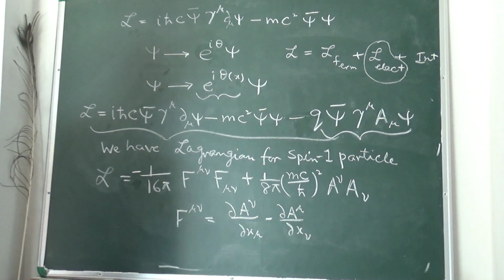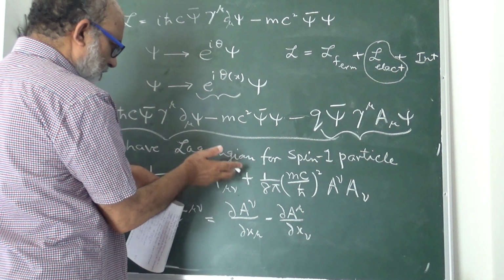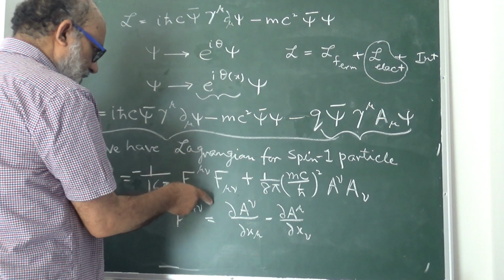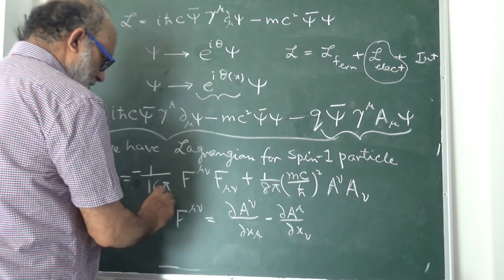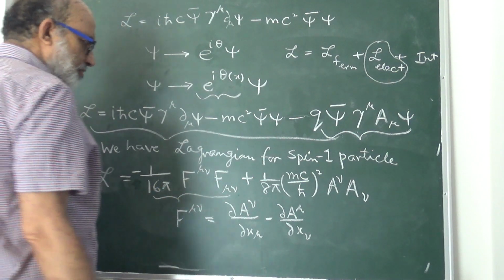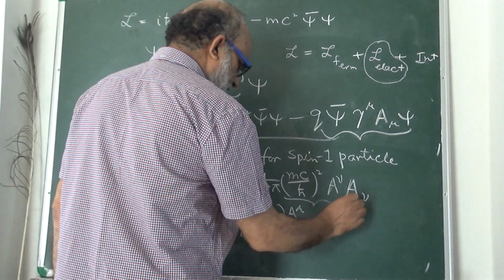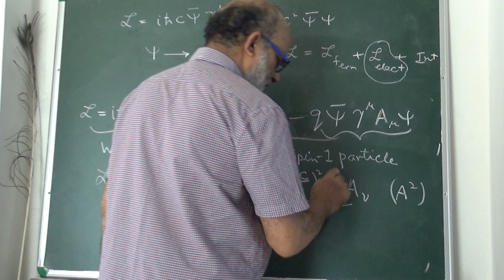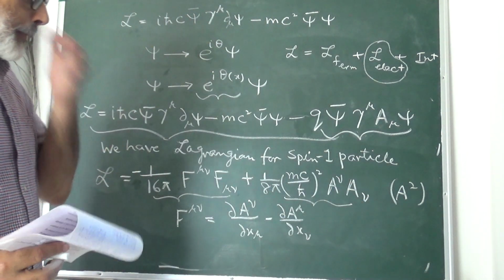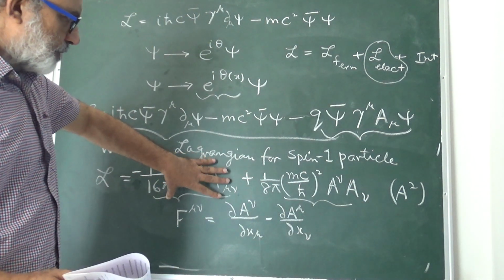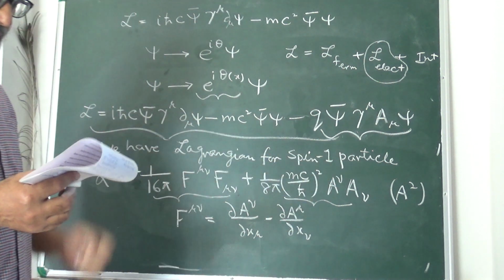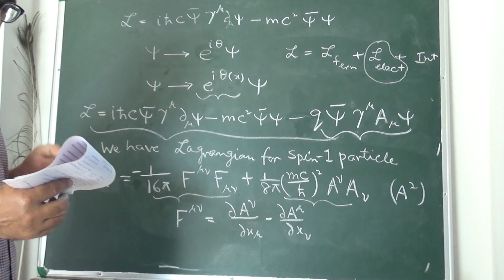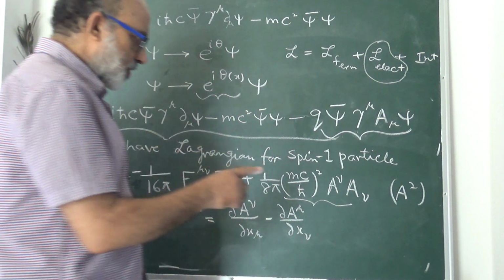So this part gives you the kinetic energy part, because it gives you the variation of the electromagnetic field with space and time, and this is the potential energy part. This is the square of the field, A square. So this is the kinetic energy part and this is the potential energy part. Now we want to find that we have assumed a transformation for A.